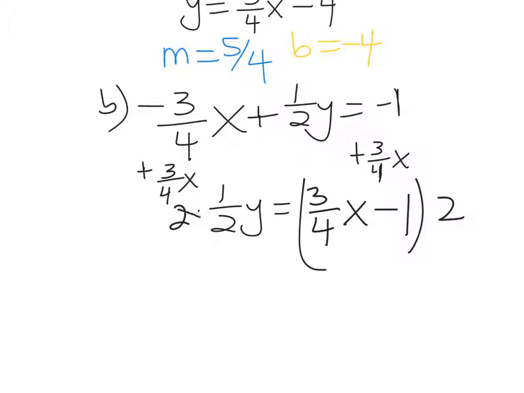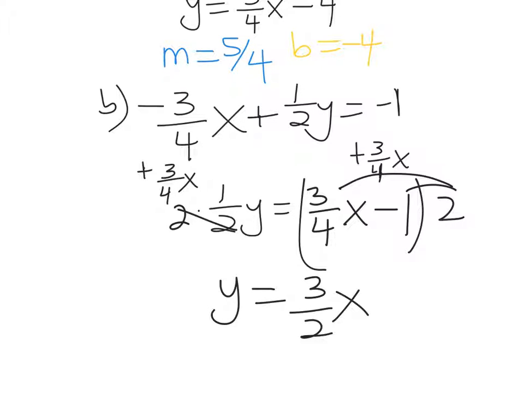So 2 times 1/2, those will reduce to 1, leaving us with y. And then you have to distribute that 2 to both. So 3/4 x times 2. What's 3/4 times 2? 3 over 2x, good. And leave it as an improper fraction like that. Don't change that to 1/2, okay? You want rise over run. You want 3 over 2. And then minus 2. And that's it.